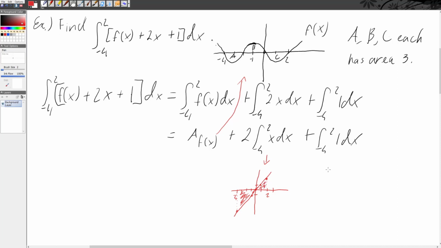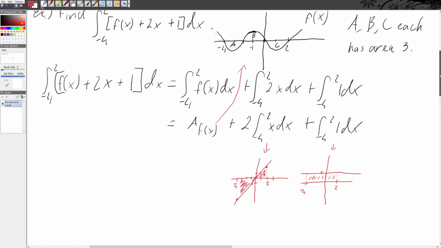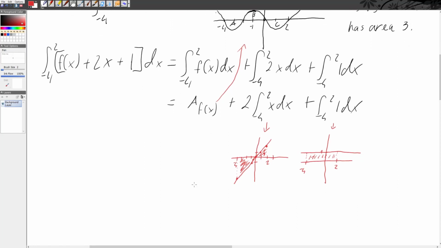Here, 1 is just a constant function. At 1, it's just a straight line across, and from -4 to 2, that's our area. So with that in mind, that's all we need. We know all of the areas.